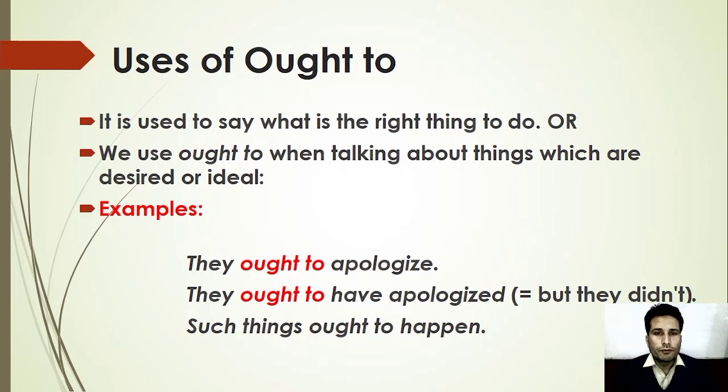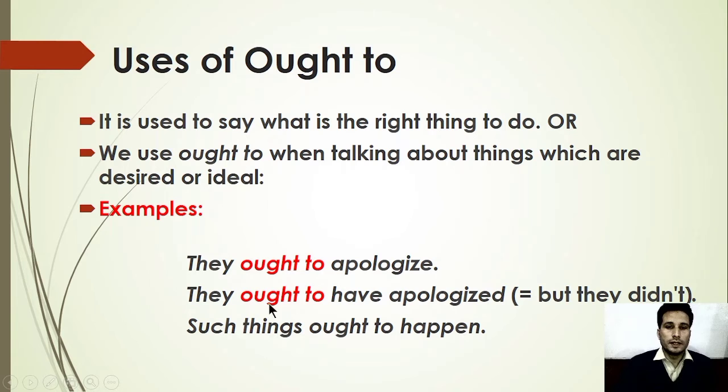Next we have the uses of ought to. Here we'll talk about the uses and the structures for ought to. It is used to say what is the right thing to do, or we use ought to when talking about things which are desired or ideal. So here we use ought to when we think that something is right, or when we desire something or something is ideal. So for that we use ought to.